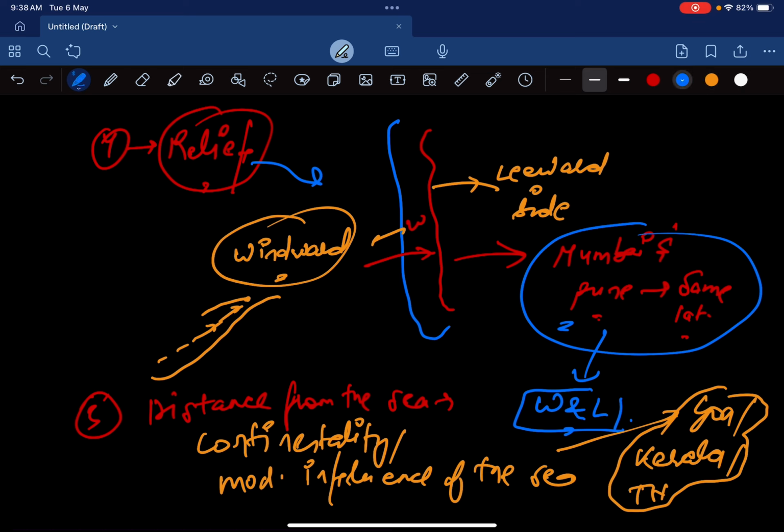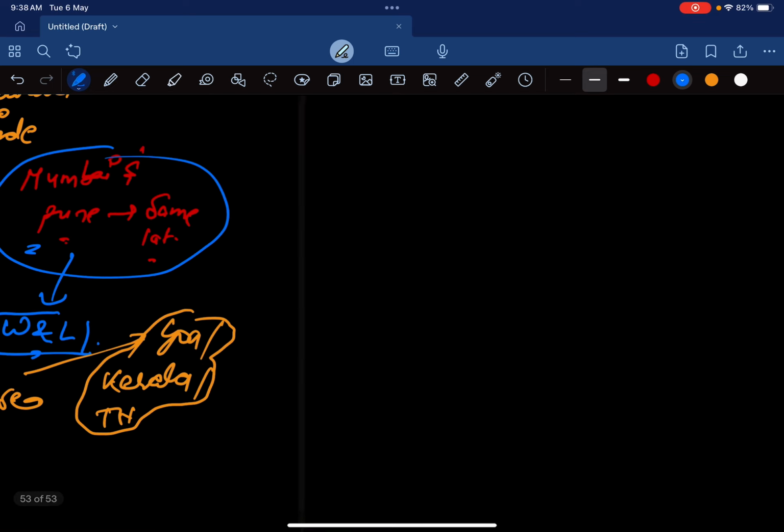That's why we don't say that the temperature reduces from north to south. Rather, we say that temperature increases from the coast to the interior parts of India. It's almost the same thing, but here we are talking with respect to the sea. So temperature increases from coast to interior. The sixth is land and water distribution.